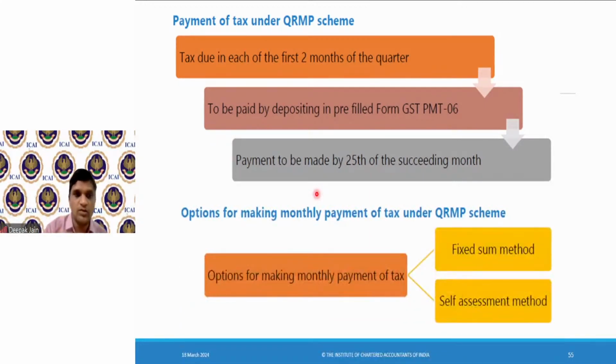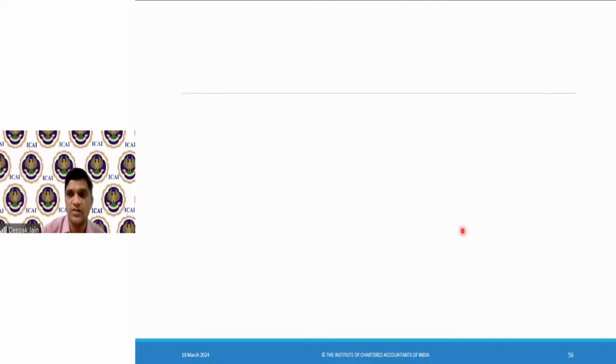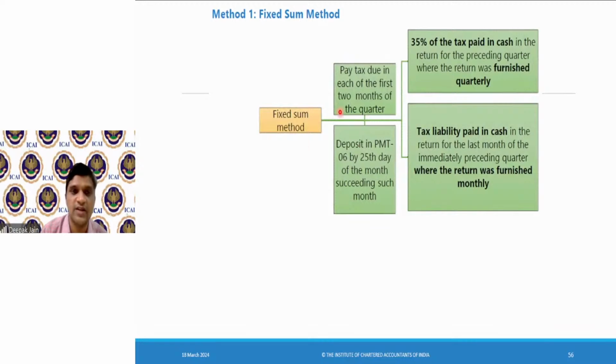Okay. Now, for the option of making monthly payment of tax, they have to make monthly payment. They have two options to make this payment, either through a fixed sum method or a self-assessment method. What is this fixed sum method? This fixed sum method says that you pay tax due in each of the first 2 months of the quarter: 35% of the tax which is paid in cash in the return of the preceding quarter. So if you filed a quarterly return, then 35% of the tax you have paid in cash, that much you pay now. That is a fixed sum method.